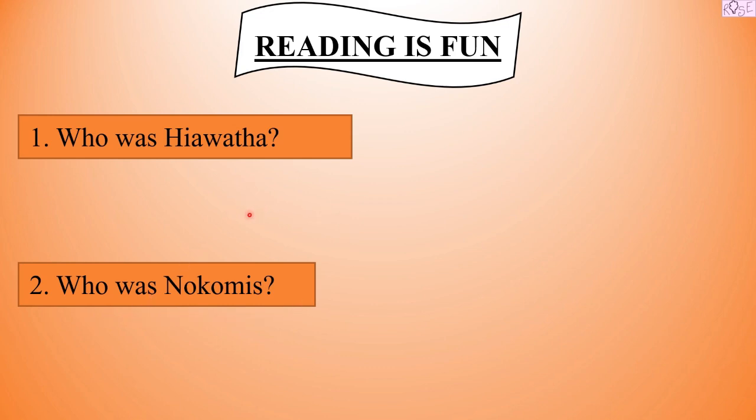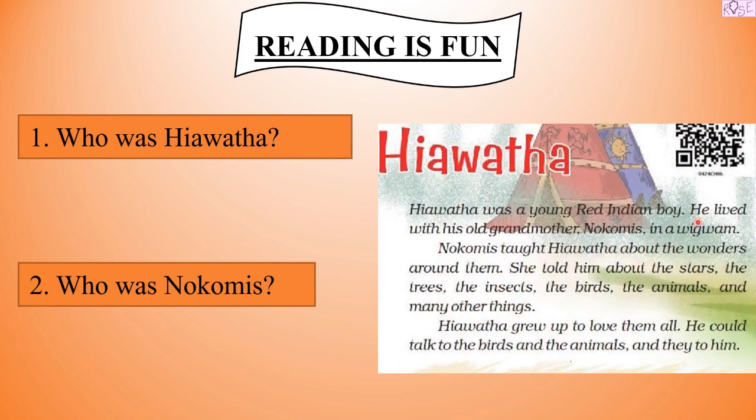To get to the answer of this question, we have to read this introductory paragraph that has been given in your book at page number 92. If we read this paragraph, it says, Hiawatha was a young red Indian boy. He lived with his old grandmother Nokomis in a wigwam. Nokomis taught Hiawatha about the wonders around them. She told him about the stars, the trees, the insects, the birds, the animals, and many other things. Hiawatha grew up to love them all. He could talk to the birds and the animals, and they to him.